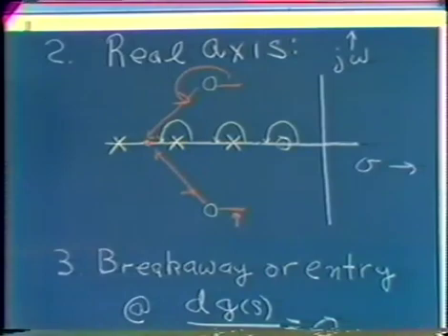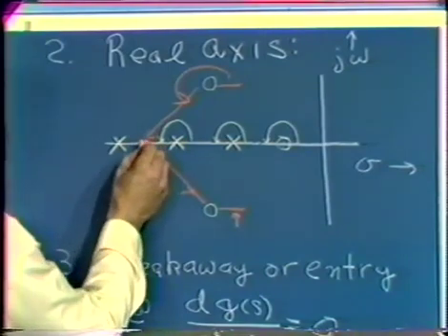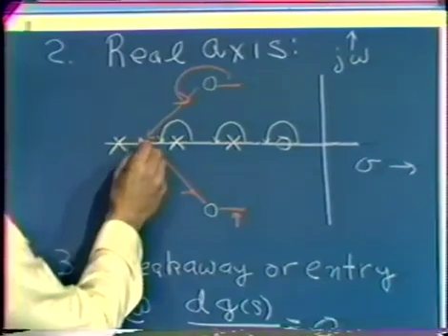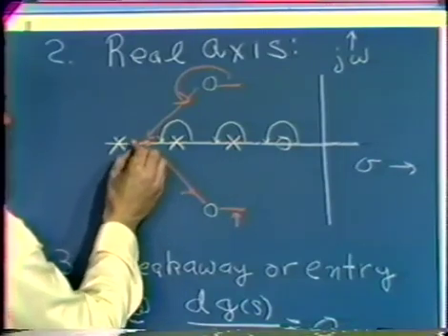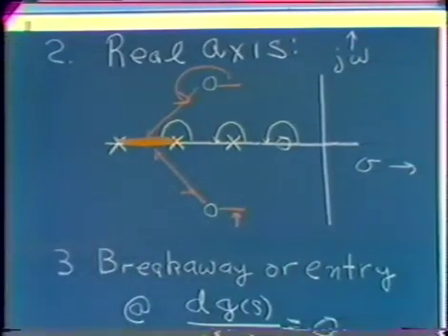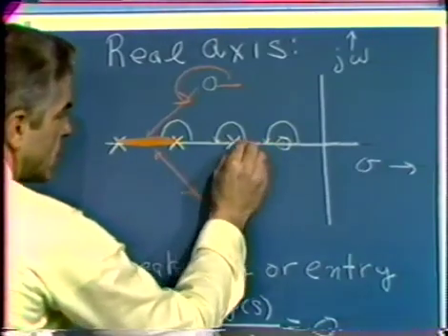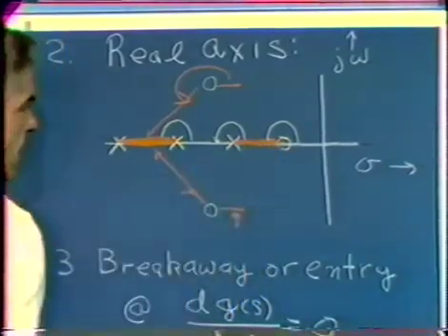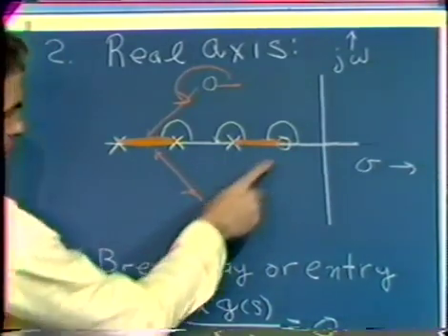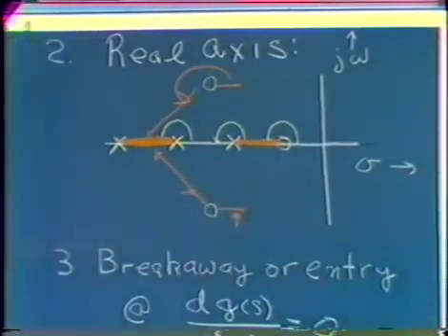And so in this particular situation, for this particular pole and zero configuration of G of S, this portion of the real axis will have branches. There are 3 poles and zeros to our right. Similarly, this portion will have a branch or branches. There are, again, an odd number of zeros in this case to our right.